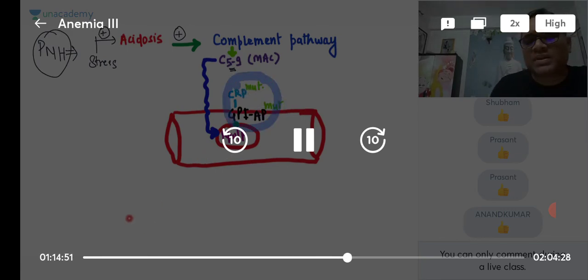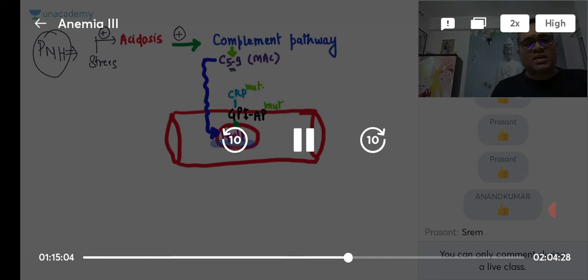So what is going to happen? This membrane attack complex is going to cause damage to which cells? All cells. All will be damaged. So that is how we can understand the findings in this patient. RBC is damaged, so you will see hemolytic anemia. RBC, WBC, platelet are all damaged. All cells are completely decreased in peripheral blood. That is called pancytopenia.